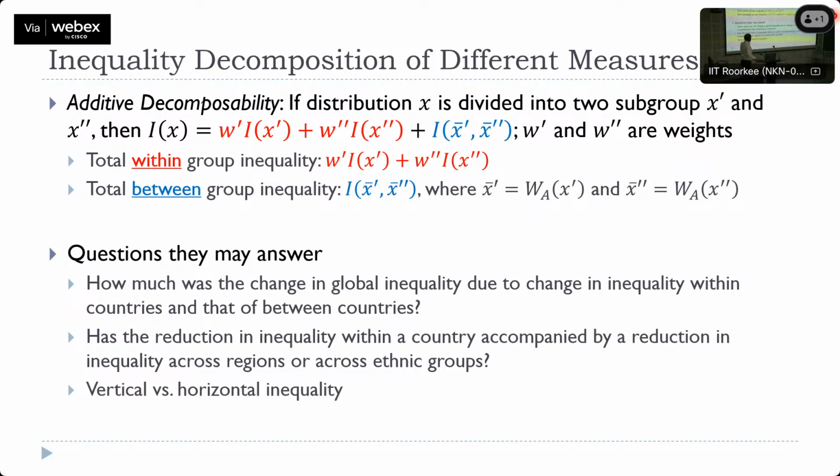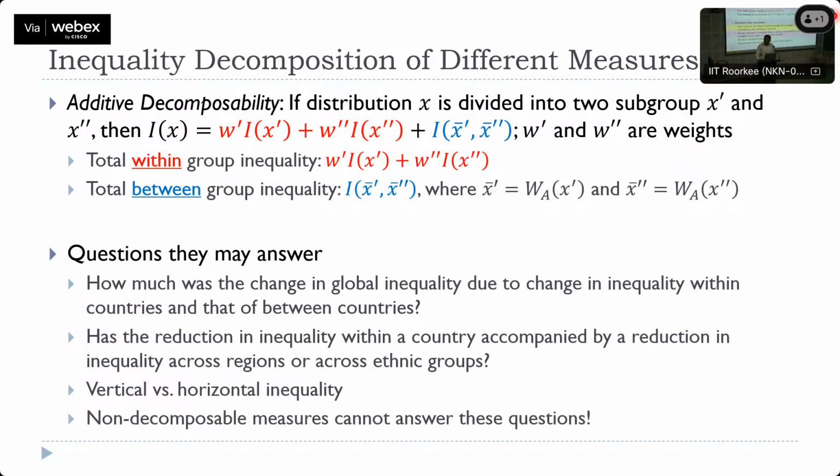That takes us to the concept of vertical versus horizontal inequality. I'm not going there. Vertical inequality is basically inequality across people. Horizontal inequality is inequality across groups, inequality across caste, religion, gender, and so on.